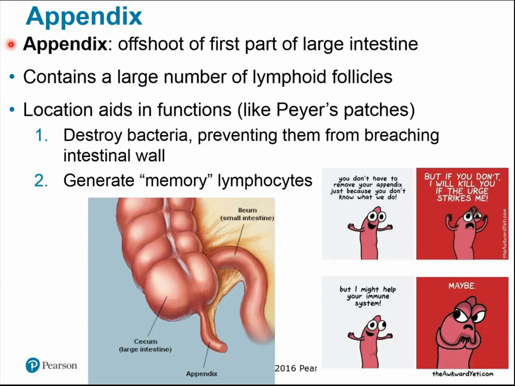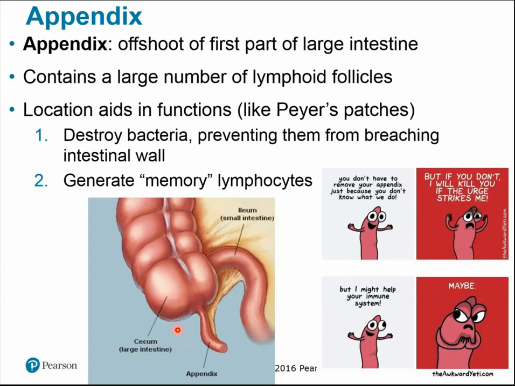So the appendix is also going to be a lymphatic organ of the digestive system, so it's going to come off of the beginning of the large intestine. Okay? So it contains a lot of those lymphoid follicles. It has similar functions to the Peyer's patches, so it's going to help trap and destroy bacteria and pathogens and keep them from getting through the intestinal wall or into the bloodstream. And they can also generate memory lymphocytes.